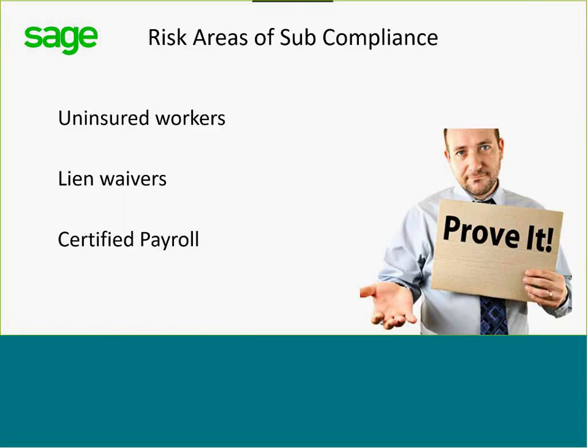Enough on that. There are really three things to pay attention to: uninsured workers, lien waivers, and certified payroll.